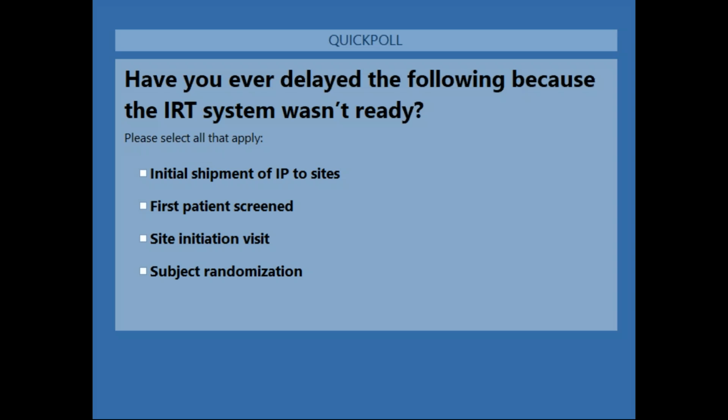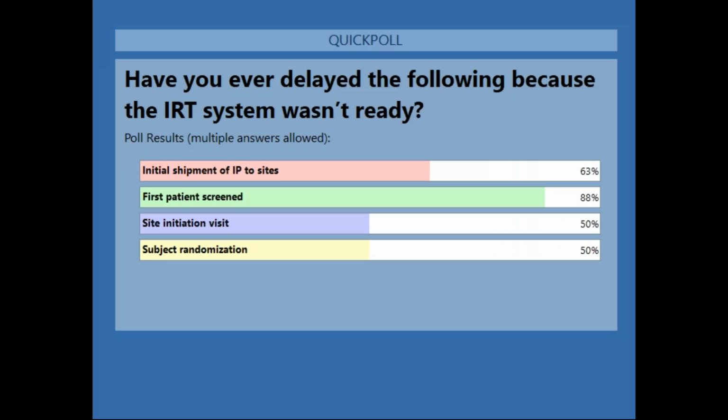And it looks like most of our audience have voted. Thank you all for doing so. I'd now like to close that and share the results. At 88%, most of our audience selected first patient screened being delayed the most because of their IRT system not being ready. The second most selected option was initial shipment of IP to sites at 63%. And then we have a tie here for the third most selected option, at 50% for both, being site initiation visit as well as subject randomization. And so with those results, Brian, I'll pass the mic back over to you. Well, thank you for that.